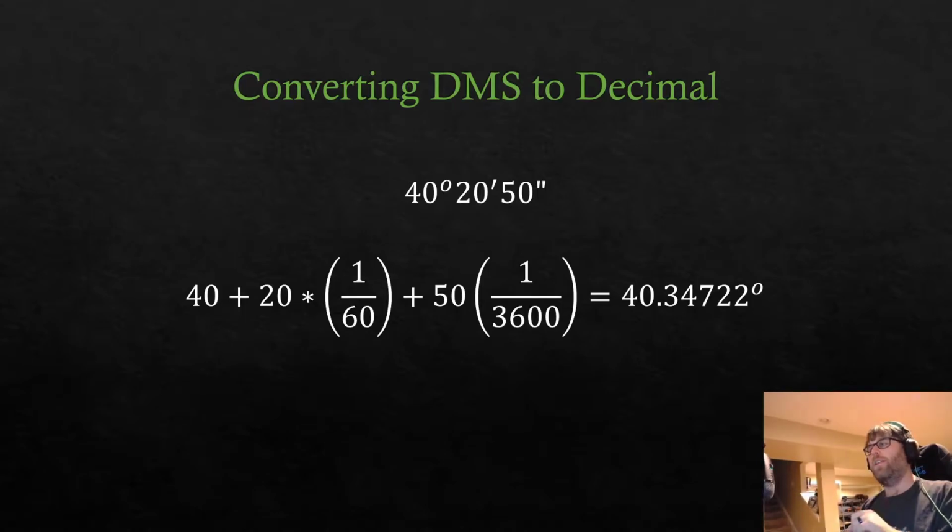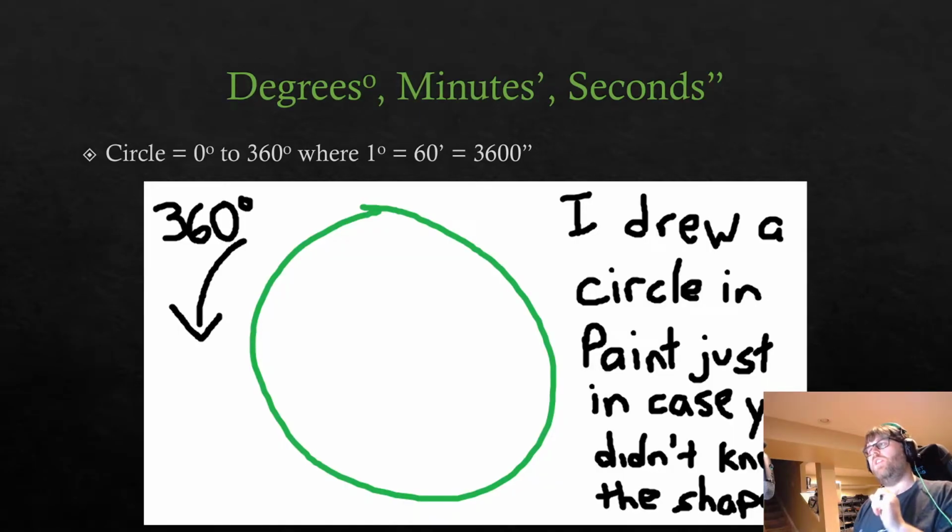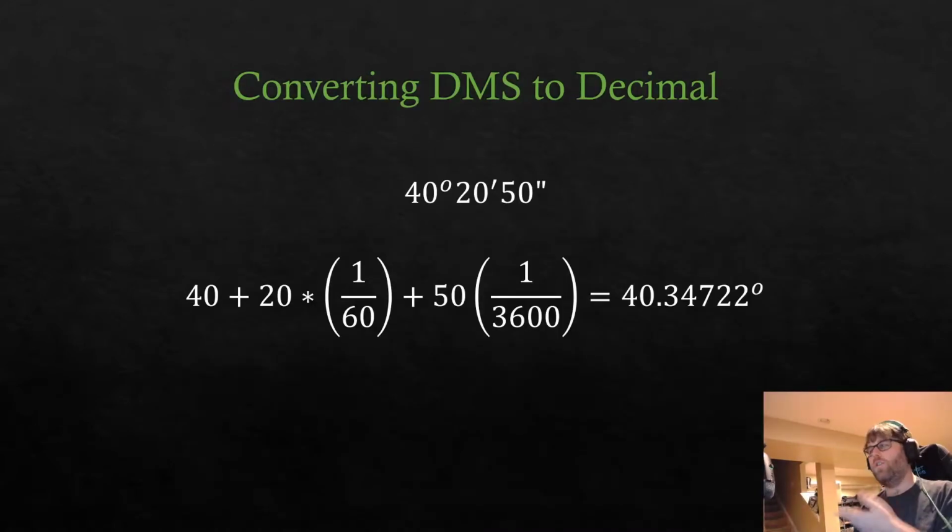And then we're going to add to that 50 divided by 3,600, because again, previous slide, 1 degree is equivalent to 3,600 seconds. So all you're going to do is add that across, 40 plus 20 divided by 60 plus 50 divided by 3,600, and you'll be given that answer as a decimal degree.